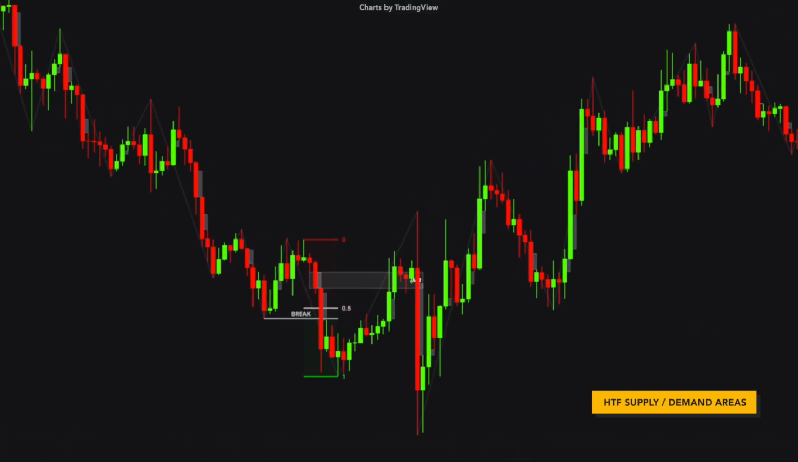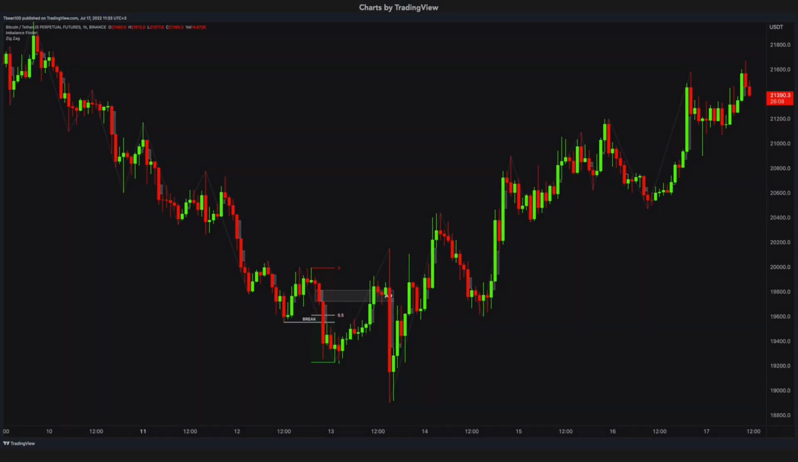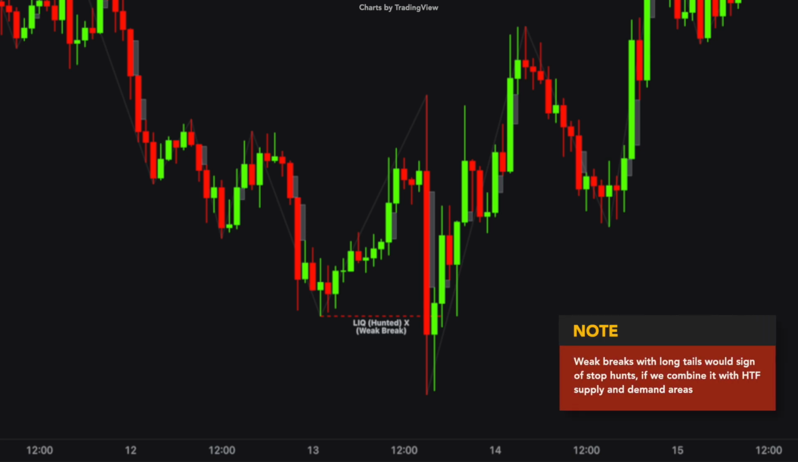One more example here. I think you have the idea right now how to find high time frame supply and demand areas. Exactly the same thing keeps happening again and again and again. Finally, something different. Can you see how the price quickly breaks and comes back, leaving long tails mostly? These types of movements generally indicate stop-loss hunts, as we know weak breaks.